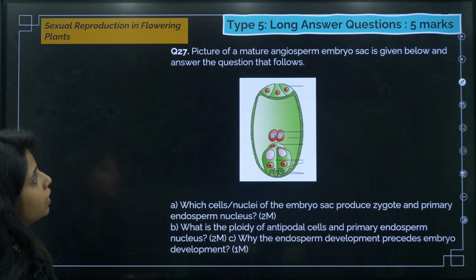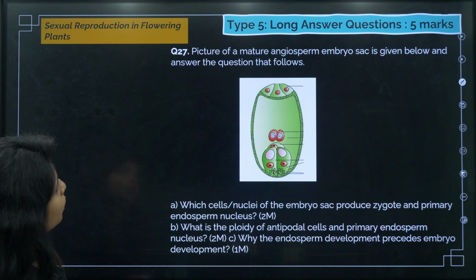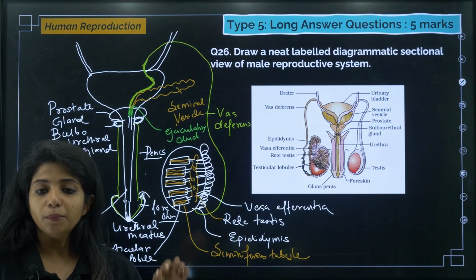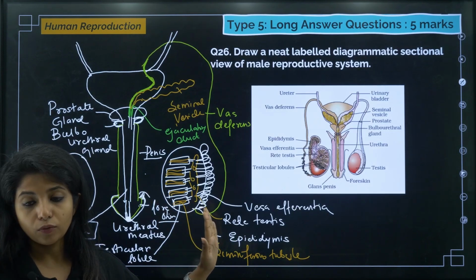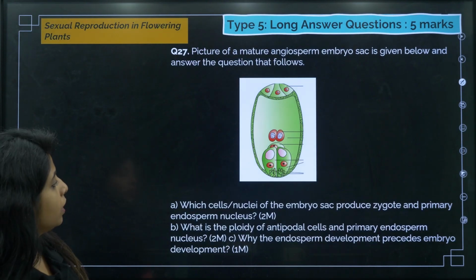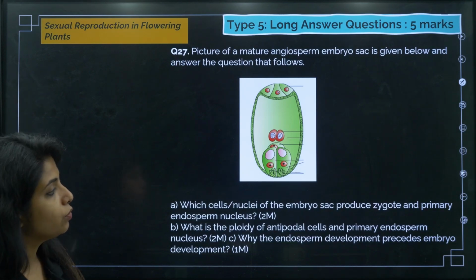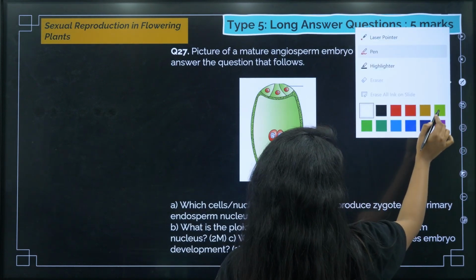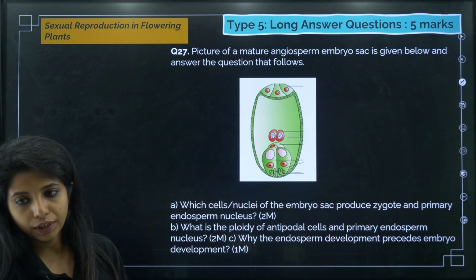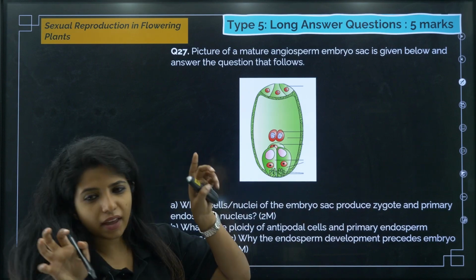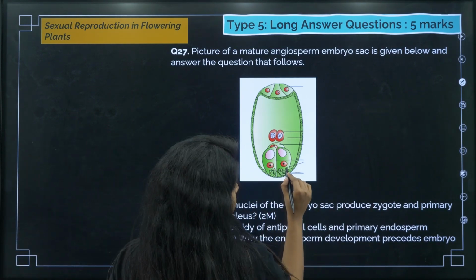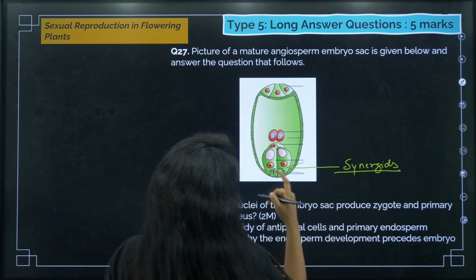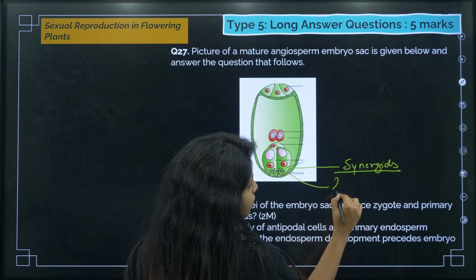Works? Now, a picture of a mature angiosperm embryo sac is given below, and answer the questions that follow. This is a 5-marker question. This was also a 5-marker question, so you have to properly draw a diagram and then only explain things. Okay. Now, which cells or nuclei of the embryo sac produce zygote and primary endosperm nucleus? So I already told you. So over here, if things are mentioned like this and some handy stuff is mentioned over here, just understand that these cells that you see over here are synergids. Okay, and this handy structure that you see over here is filiform apparatus.